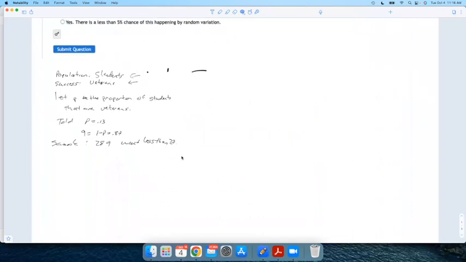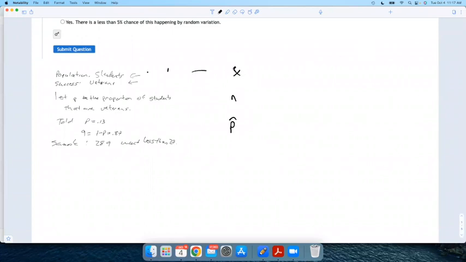Okay, so I want less than 27. In my sample, I'm always going to have three things: an X, an N, and a P hat. They're always going to give you two of the three. This is going to be on your test: identifying what all the letters stand for. If you don't know what the letters stand for, you're going to do awful on this test. Write all this down, memorize what these letters stand for.